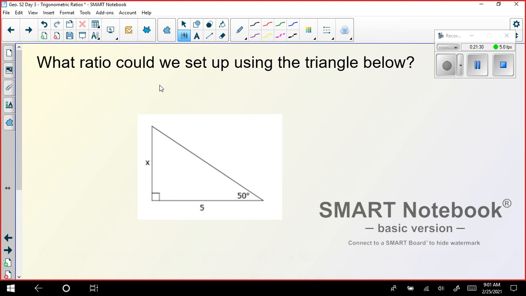What ratio could we set up using the triangle below? Okay. What ratio could we set up using the triangle below? I'll give you exactly 30 seconds and then we can go over the solution. Take 30 seconds and try to get the answer.